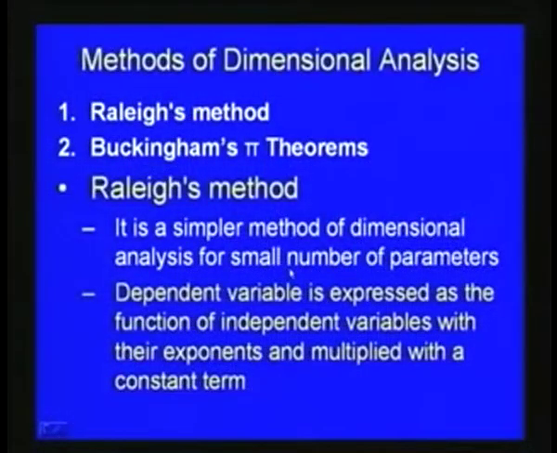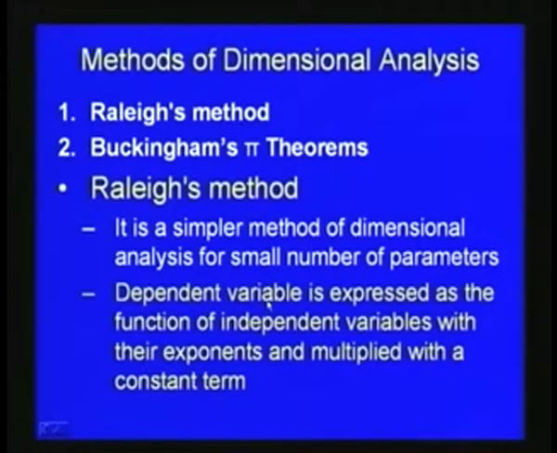First, Rayleigh's method. This is a simpler method of dimensional analysis for a small number of parameters. In some advanced books you can see only one method, the Buckingham method. The difficulty with Rayleigh's method is that we cannot extend it to problems where a large number of parameters are involved. But it is much more suitable for a problem with a small number of parameters, where the dependent variable can be expressed as a function of independent variables with their exponents, multiplied with a constant term.